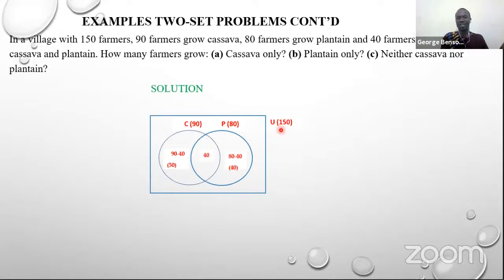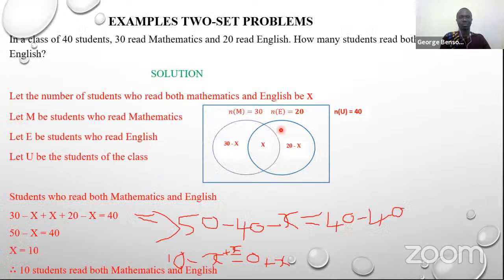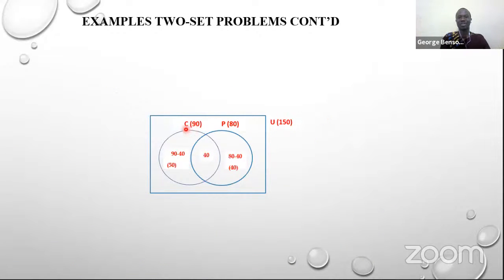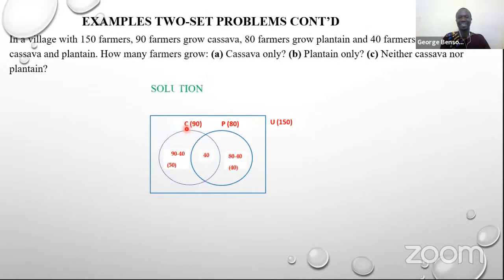You saw in the first example, let me quickly go back, that I used n of M here, and n of E and n of U here. But here I'm using C into bracket 90, P into bracket 80, and U into bracket 150. That's another way you can present it, so it's up to you. Either you do it this way or the n of way. If you wanted the other way, this would have been n of C is equal to 90, n of P is equal to 80, and n of U is equal to 150.